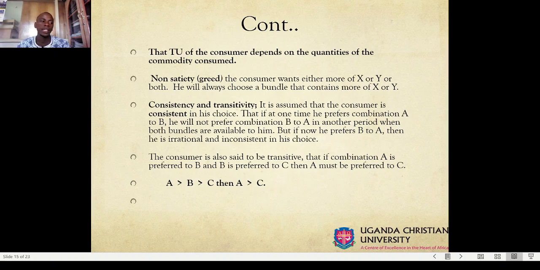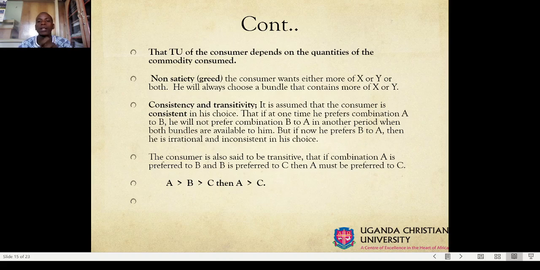Recall, in this case my bundle is made up of, let's say X is a cup of tea and then Y is bread. If you're presented with bundles, you always wish to choose the one which contains more of X or of Y, because that's our nature. Consumers are naturally greedy. Alright, and then there is that element of consistency and transitivity.